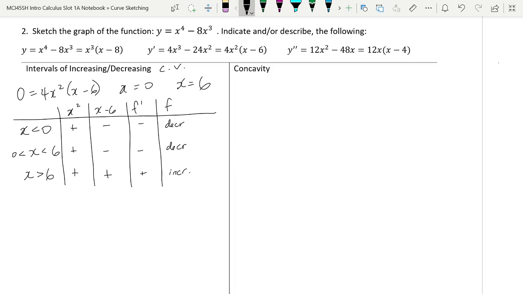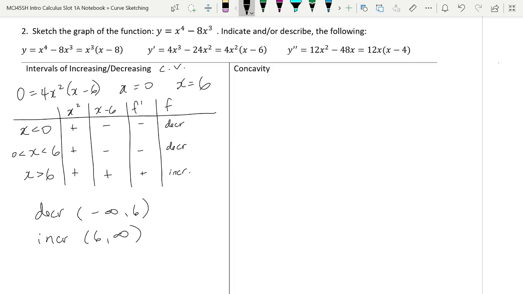So basically, there's no change at the 0 point. So 0 is not really a critical value. It could be a point of inflection. We'll figure that out later. But it's definitely not a local max or min. So we're decreasing from negative infinity all the way up to 6, and we're increasing from 6 to infinity.